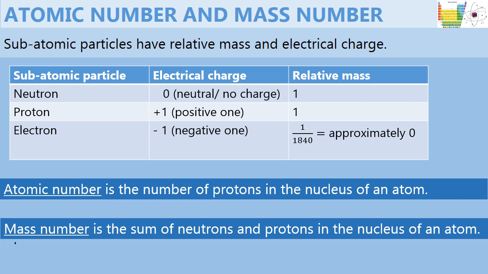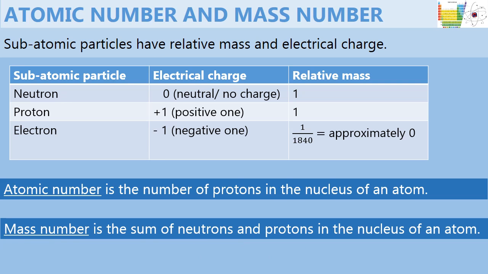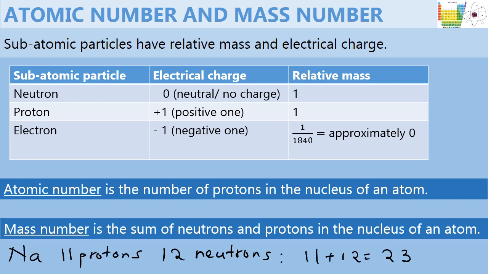For example, hydrogen has 1 proton and 0 neutrons. Hence, its mass number is 1 plus 0 to give us 1. So it has a mass number of 1. Sodium has 11 protons and 12 neutrons, meaning its mass number is 11 plus 12 to give us 23.